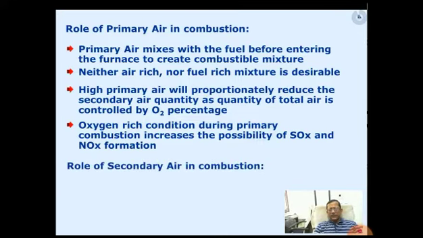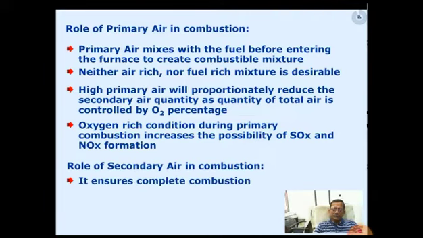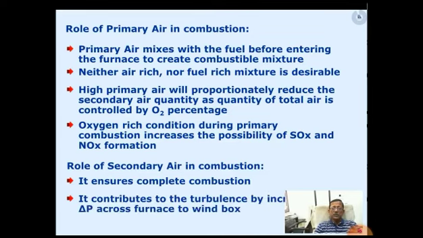The role of the secondary air, on the other hand, is what? This air is going to ensure complete combustion. Once the combustion starts with the primary air, the role of the secondary air is to ensure complete combustion. Another very important role of the secondary air is that it contributes to the turbulence, right? The high delta P across the furnace to wind box, which is always measured in all boilers, is the parameter which actually contributes to the turbulence in the system, right? So that is the role of the primary air and secondary air in combustion.